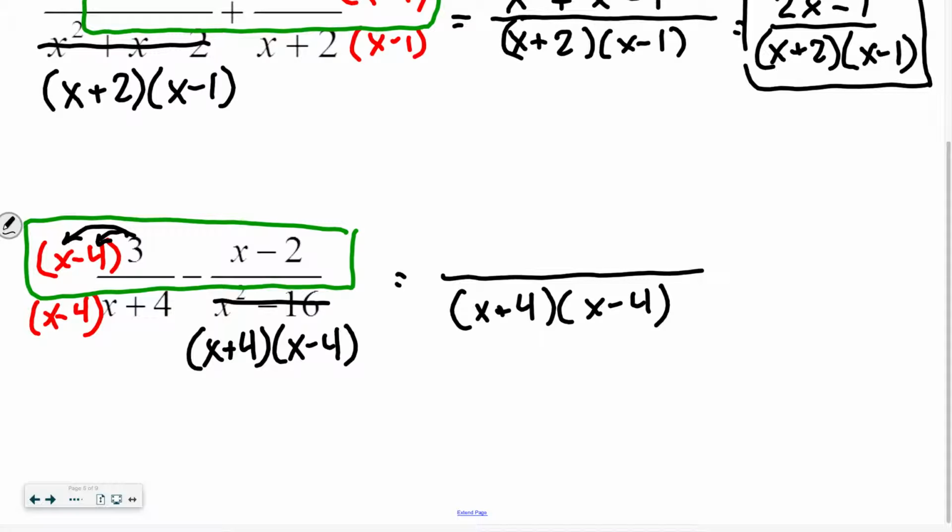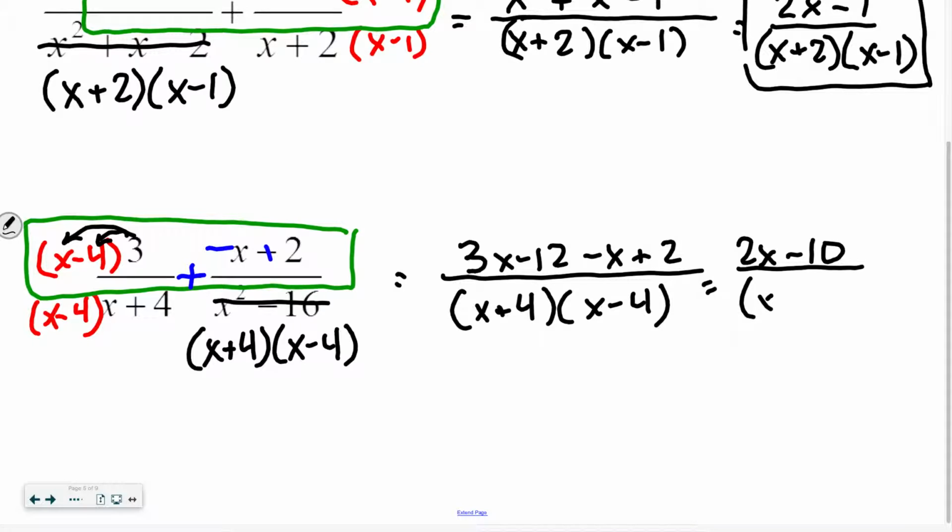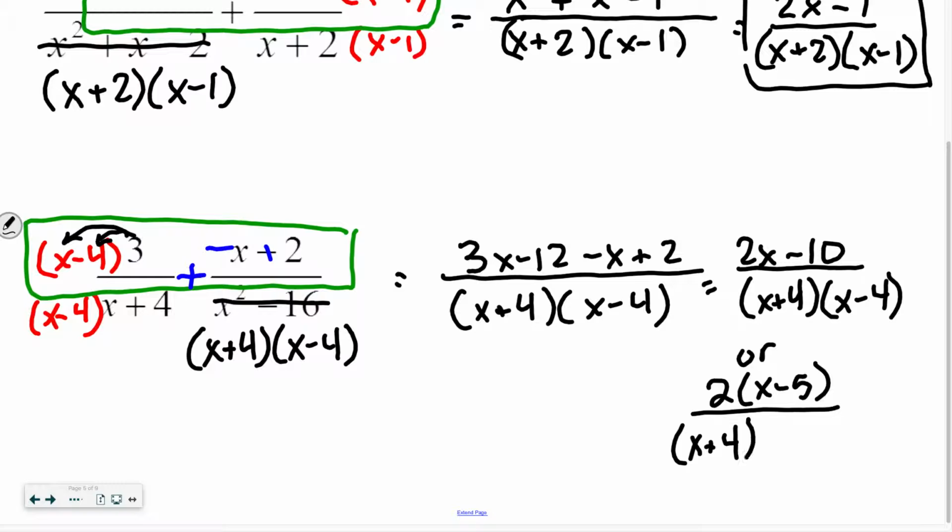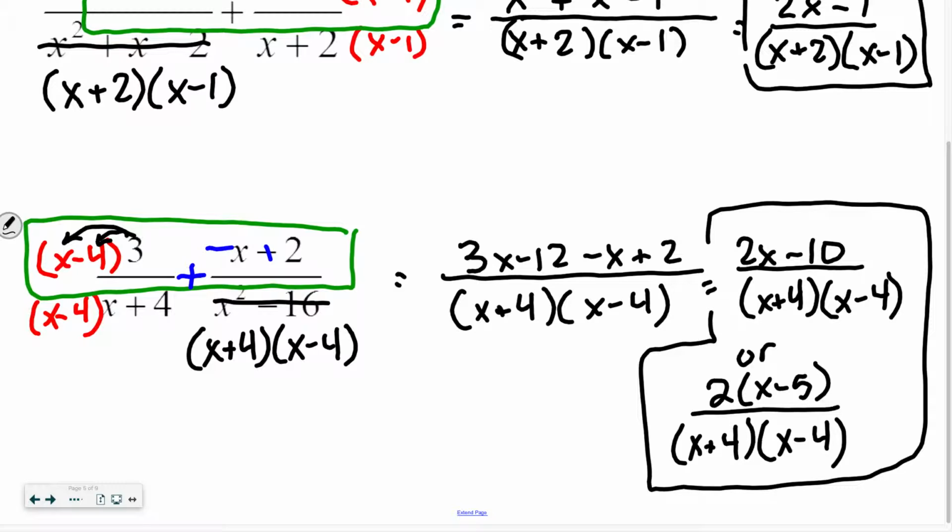This is going to be 3x minus 12. And then I always change this minus sign. I make it plus, and then I distribute my negative. So this is going to be minus x plus 2. That gets me 2x minus 10 over x plus 4, x minus 4. Now, I do notice that on this one, my numerator can factor. 2x minus 10 can be written as 2 times x minus 5. But again, I don't have common factors to cancel, so either of these would be acceptable final answers. Okay, just always make sure that your fraction is simplified if possible.